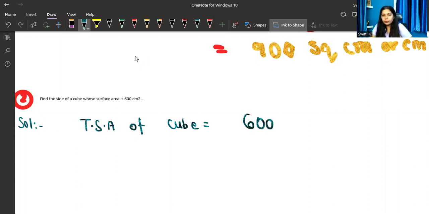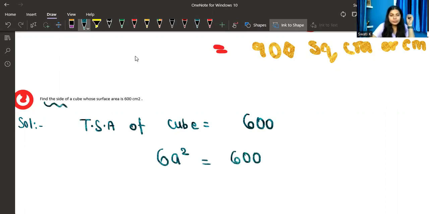Now we know the formula of total surface area of a cube. Total surface area of a cube formula is 6a square, where a is of course the side, is equal to 600. Now we have to find out the side, that means we have to find out the value of a. So a square will become 600 divided by 6. What is the answer? We are getting 100. So a square is equal to 100.